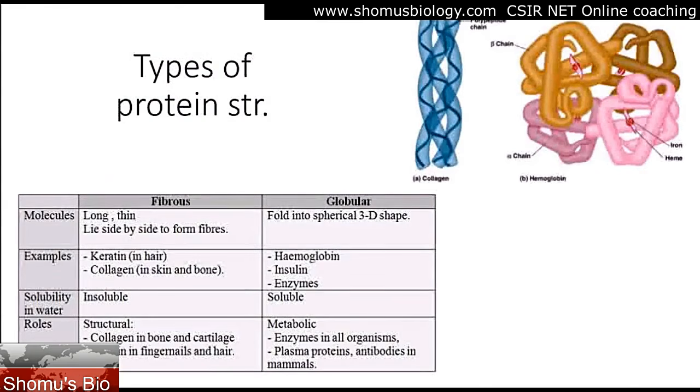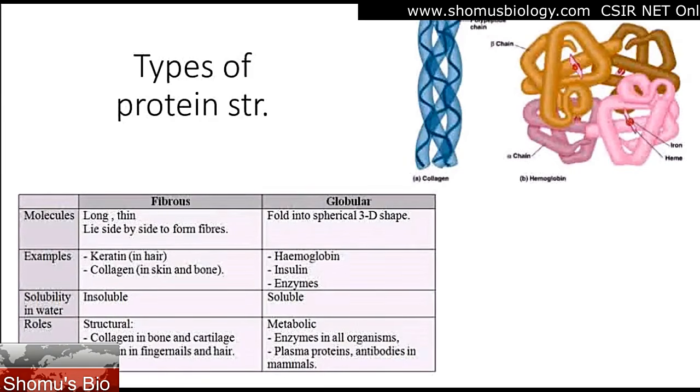Types of protein structure. There are 2 types of proteins, fibrous and globular. Fibrous proteins are long and thin molecules. Globular proteins are spherical, 3D shaped. Examples of fibrous proteins are keratin, which is present in hair, and collagen in skin and bone. Globular proteins include hemoglobin, insulin, and enzymes. In terms of solubility in water, fibrous proteins are insoluble, and globular proteins are soluble.